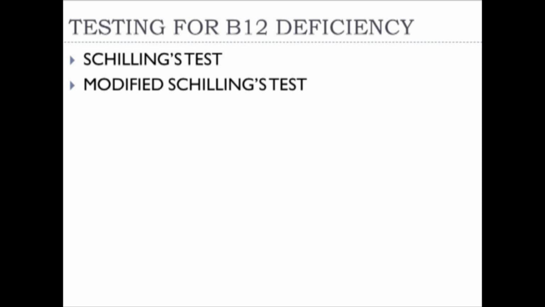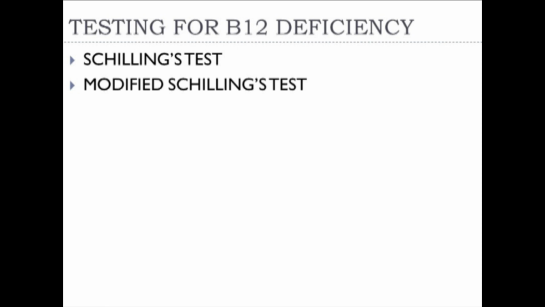So if you have in the blood values that we just looked at a confirmation of B12 deficiency, but you're wondering what is the cause of the B12 deficiency, then you need to use the Schilling's test or the modified Schilling's test to confirm why the B12 deficiency is taking place. Okay, so there are two stages in the Schilling's test. The first consists of administering an oral dose of crystalline cobalamin containing a radioactive cobalt, and then measuring the amount of radio-labeled cobalamin in a 24-hour urine collection.